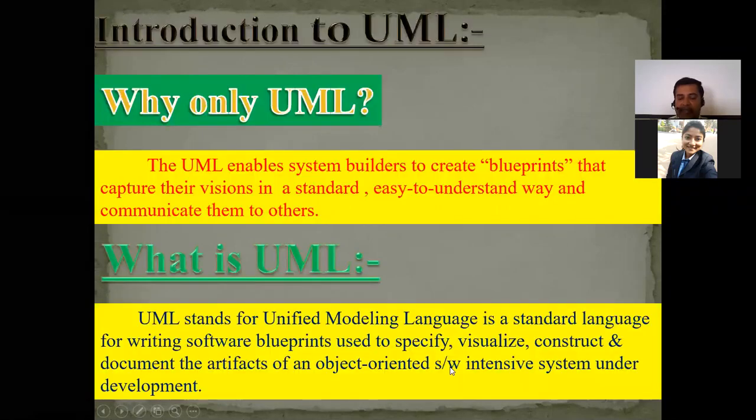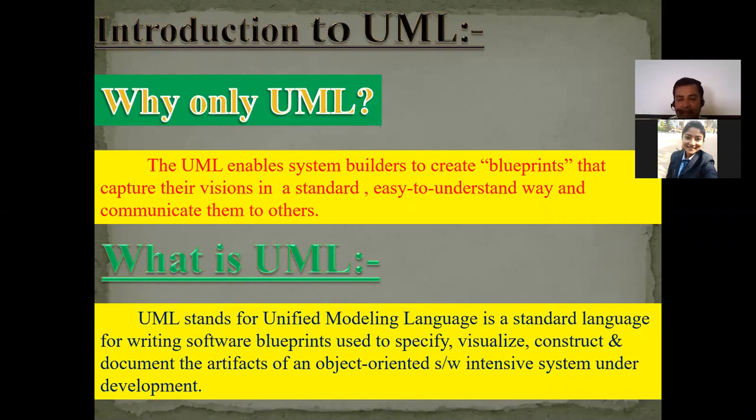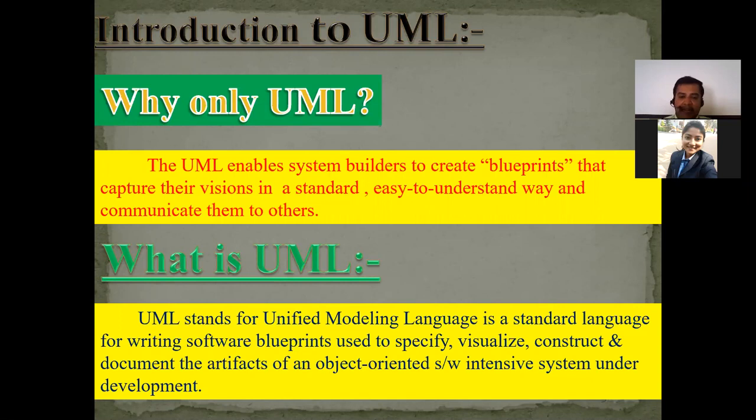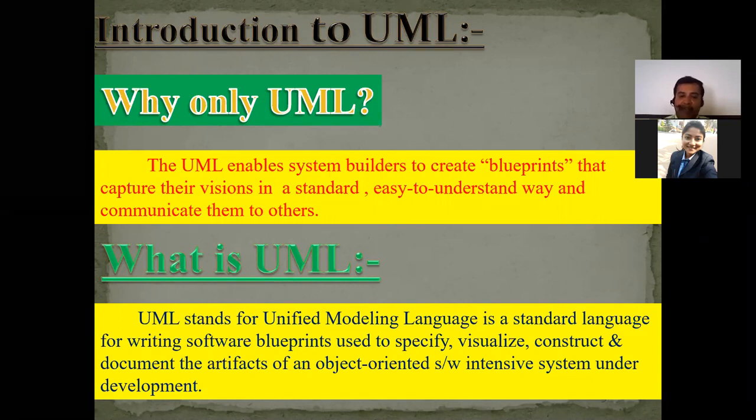Already I told you in the last class: object-oriented software-intensive system. The system should be intensive enough that the functionality it performs relevant to the particular business environment must be an intensive one. Intensive means purely dependent on. The software should play a very critical role over here. Such a system only will qualify for object-orientedness. Other than that, it is a standard language for writing software blueprints, so it is clearly understood that it is used for diagrammatic purposes.